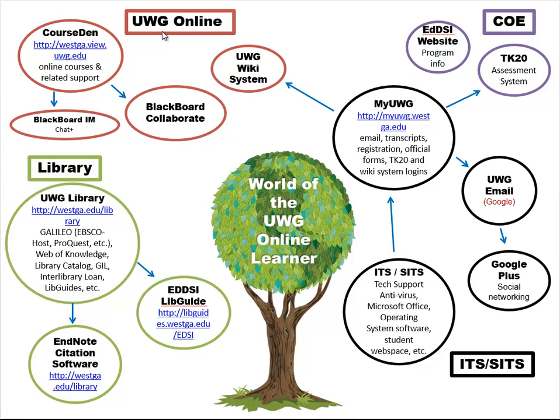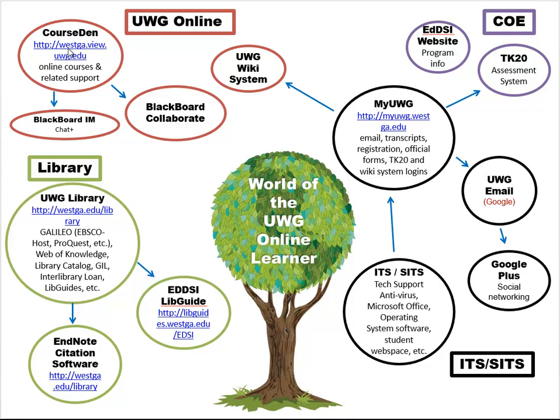So UWG Online is responsible for CourseDen. CourseDen is the learning management system that you are in this pre-orientation module in currently. This little pre-orientation course is within CourseDen. CourseDen is sometimes called D2L or Desire to Learn because that's the actual brand of learning management system that we're using to house CourseDen in. So if somebody says go into D2L, they mean go into CourseDen.